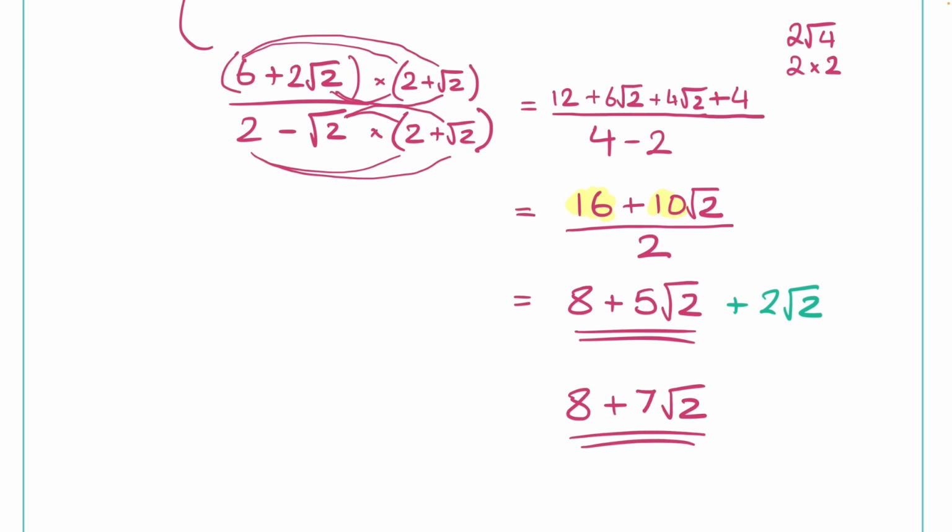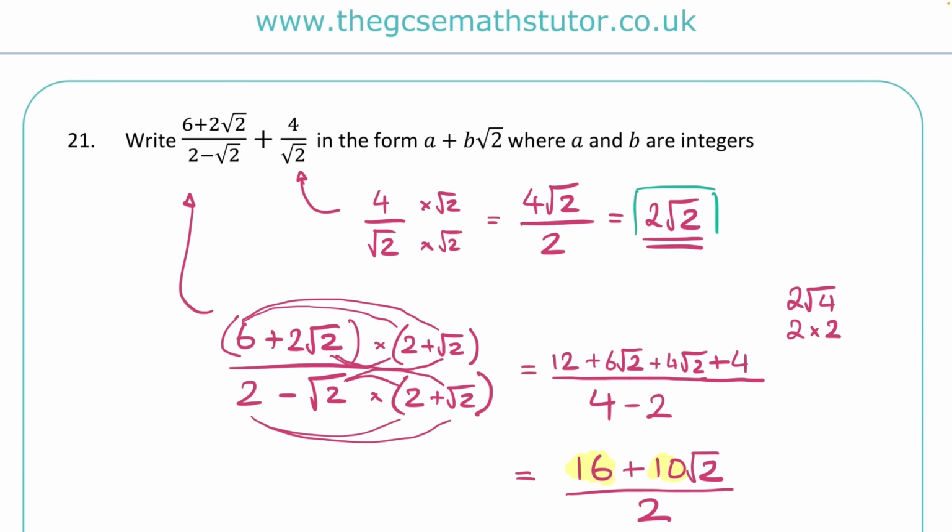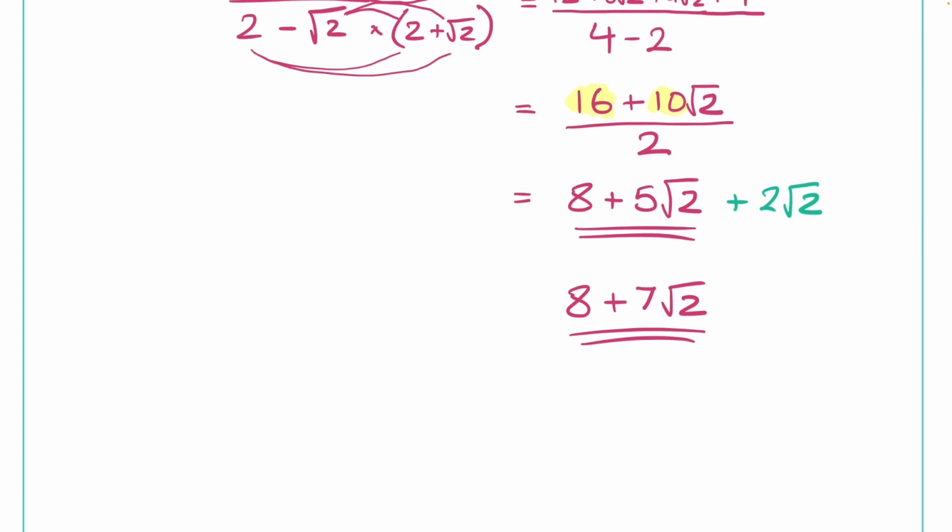Nice and easy, that final step there, just adding that additional 2 root 2. We've got our answer in the exact form that it wanted, a plus b root 2, where a and b are integers. We've got 8 plus 7 root 2, and there we go, and there's our final answer.